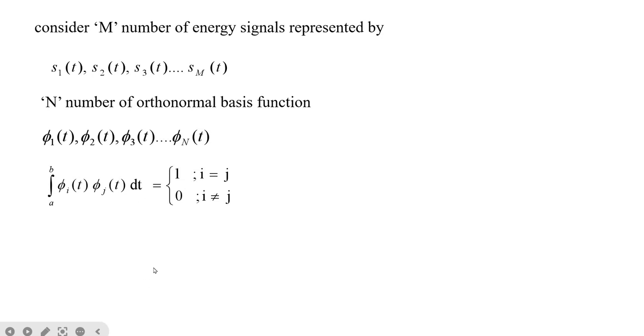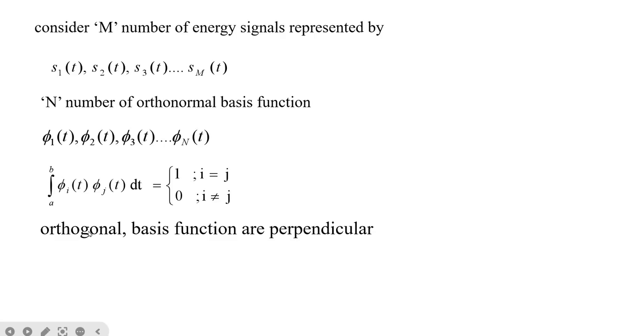These have to be perpendicular, that is orthogonal, and also normalized. It means that the basis functions are perpendicular to each other, and normalized, so the magnitude must be scaled to unit 1. Here we can write it as the integration from a to b of phi i squared of t equal to 1.